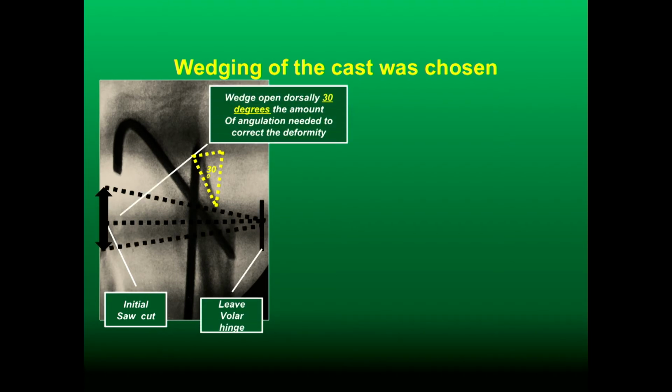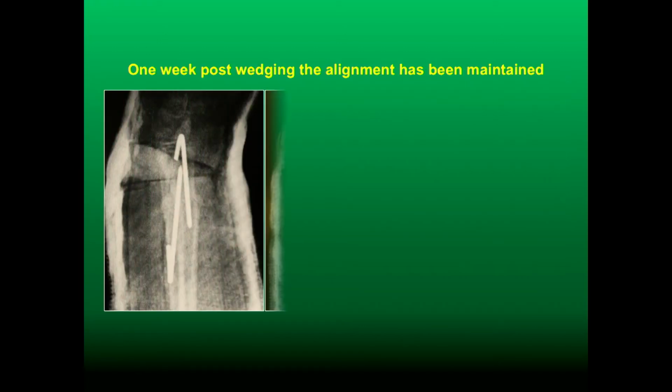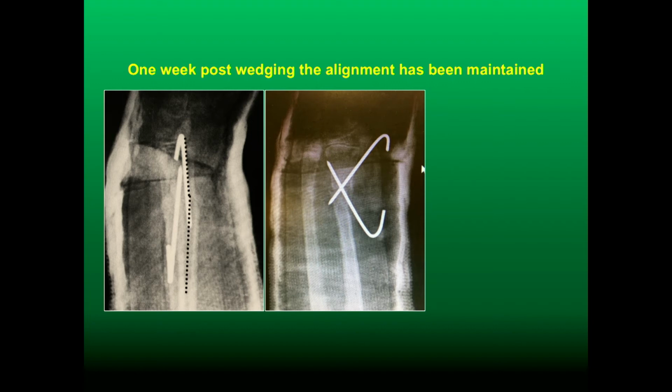Here's the initial saw cut, and you leave a volar hinge, and we opened it 30 degrees, the amount of angulation needed to correct the deformity. And here we are, we've got it corrected, and alignment's now acceptable. At 1 week, it's held up. And when we took the cast off, it's held up. But notice again, the pins cross at the fracture site, so this was still a little bit unstable.